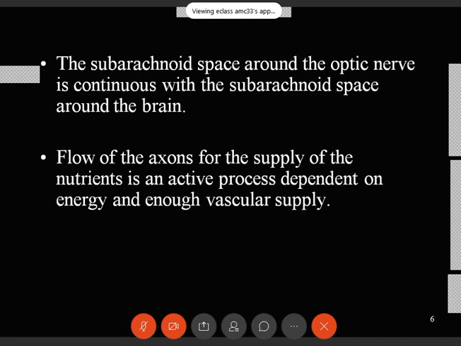Axonal flow for the supply of nutrients is an active process depending on energy and enough vascular supply. So axonal strength depends on the nutrients supplied by this active process. Any ischemia affecting the axons of the optic nerve leads to atrophy and degenerative changes.